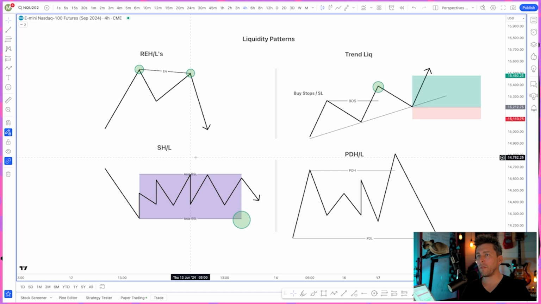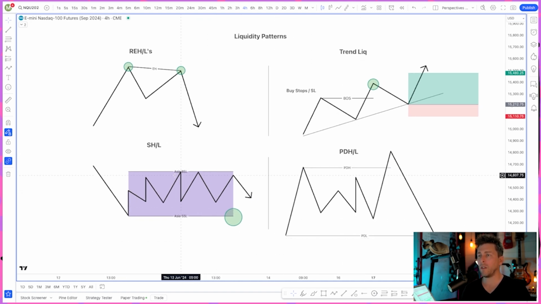So these are two of my favorite: session highs and lows, and then previous day high and low. So we'll just go through these real quick. This is representing the Asia session in the purple. There's 3 sessions: Asia, London, and New York. The reason why this is so important, okay, is because during this Asia session, this is a consolidating session.